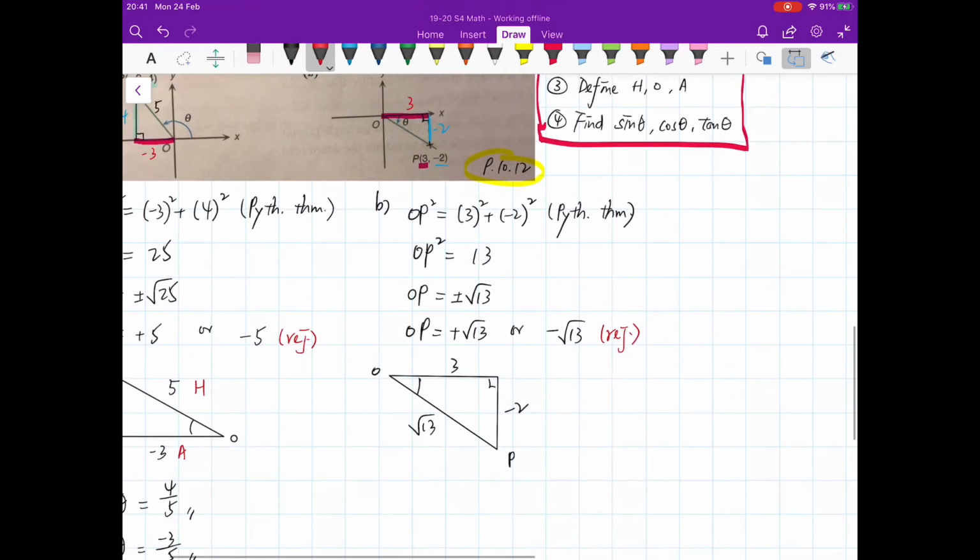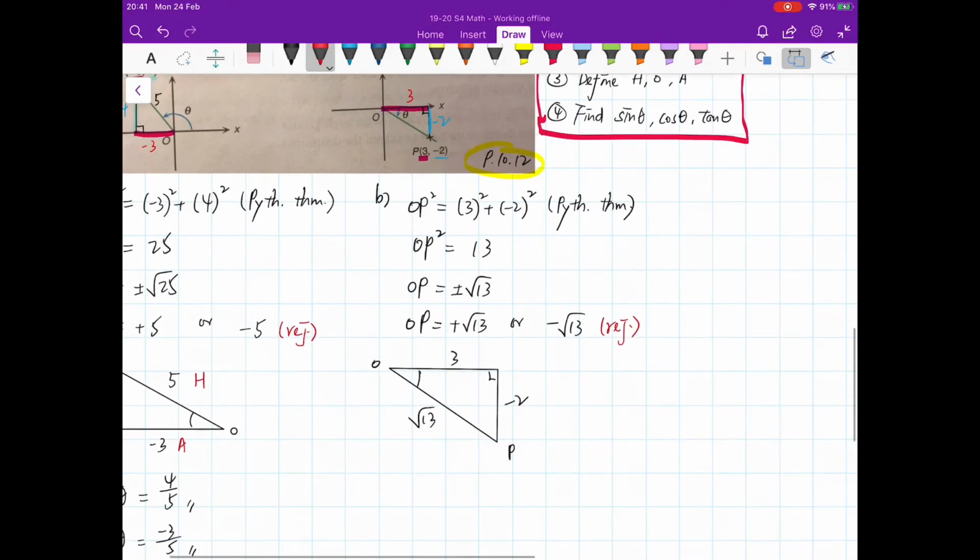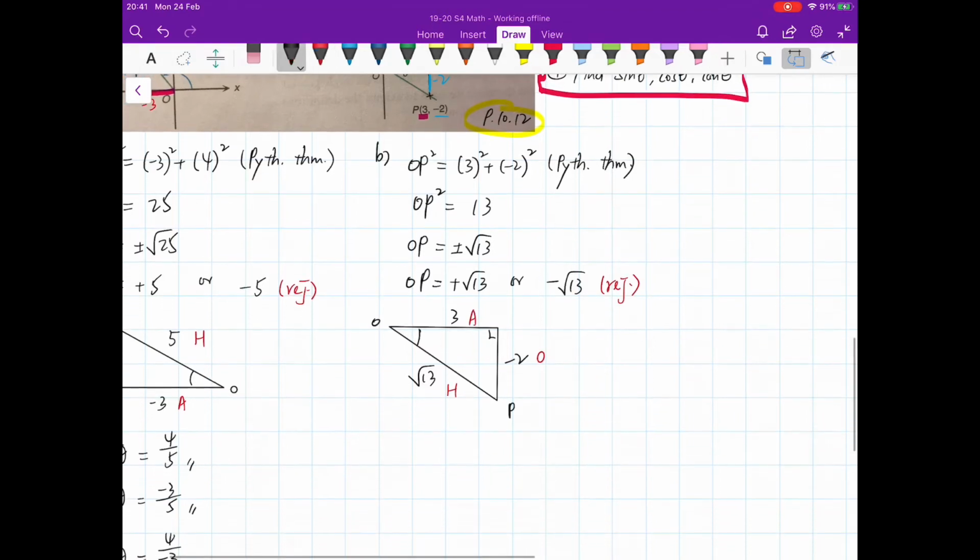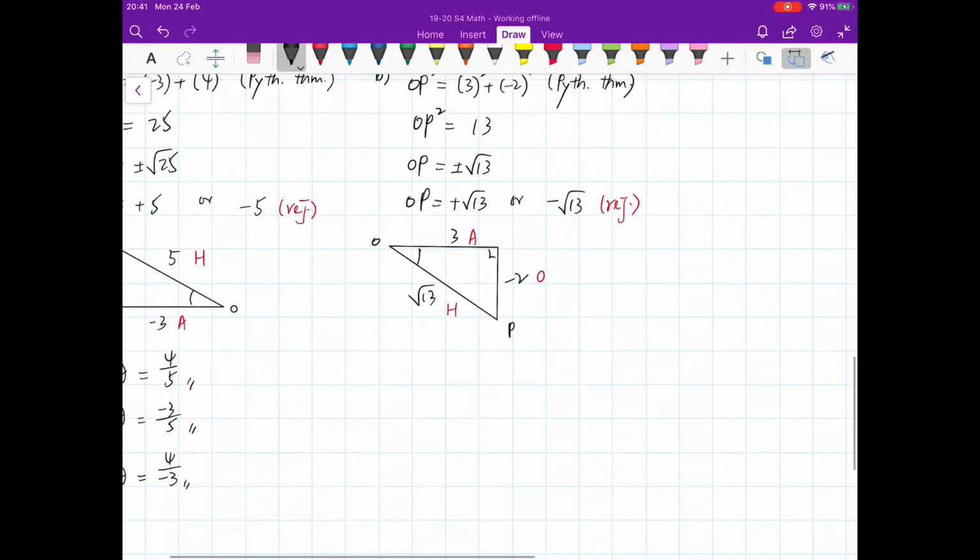So let's move to the third step, that is define HOA. Again, hypotenuse is H, and then -2 will be representing the opposite side, and finally 3 is representing the adjacent side.